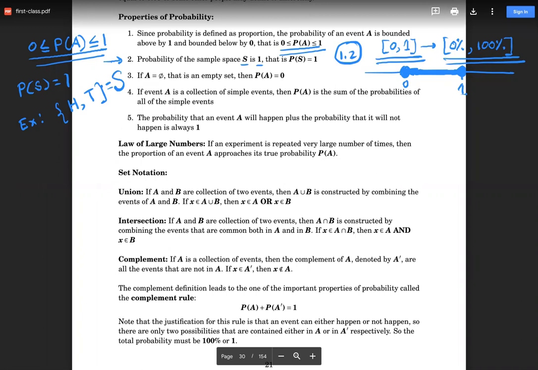Now look, if you toss a fair coin, you can get head or you can get tail. Nothing else would happen. So the probability of S must be probability of head plus probability of tail, which is 1/2 plus 1/2, which is 1.